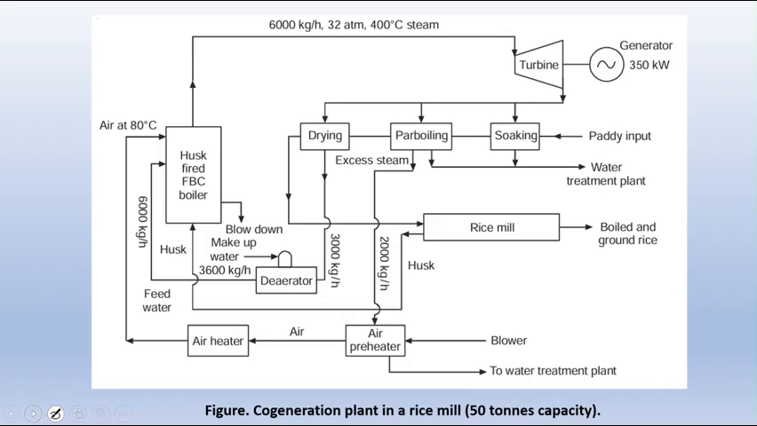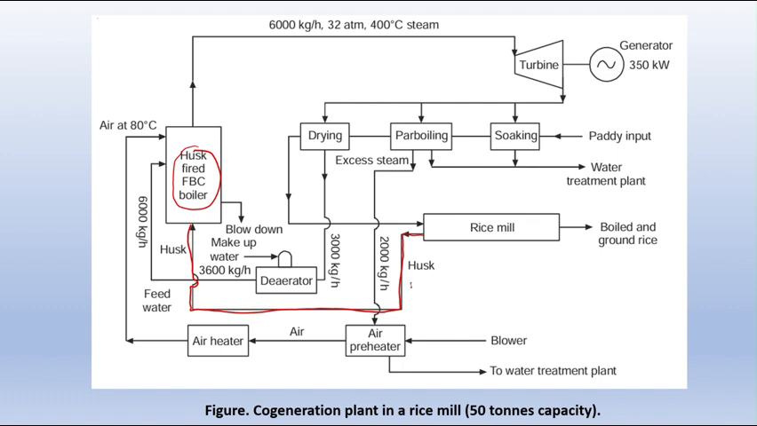Now we can move into the diagram. Here this is a boiler. You already know the boiler. In the boiler, the fuel is what is called after drying. After drying in a rice mill, this is the fuel line.